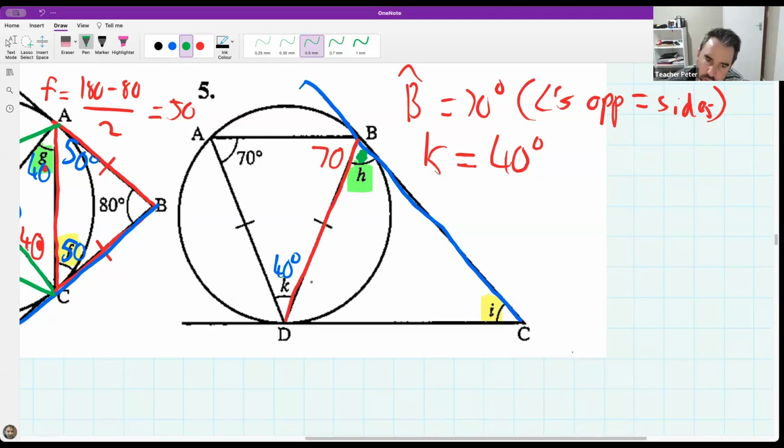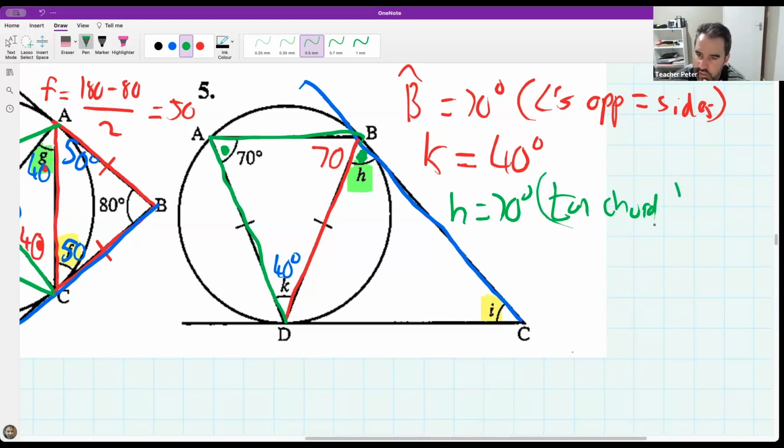So the tan chord theorem is going to say that actually this one over here is the same as the H over here. So we're going to say H is 70, tan chord theorem. So this is going to be 70 as well.